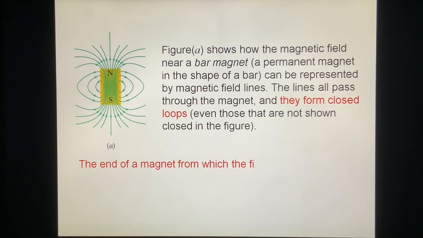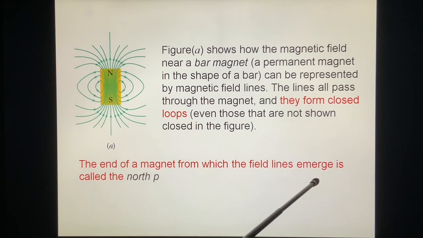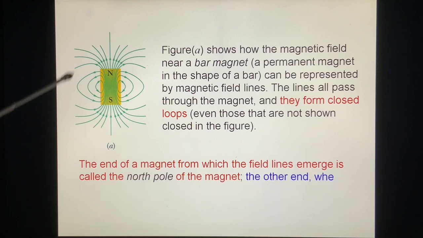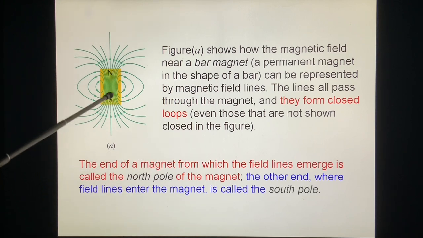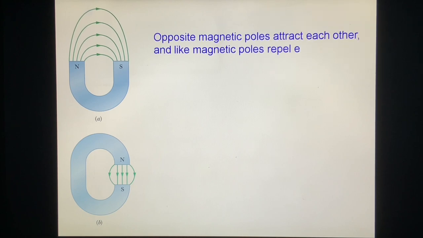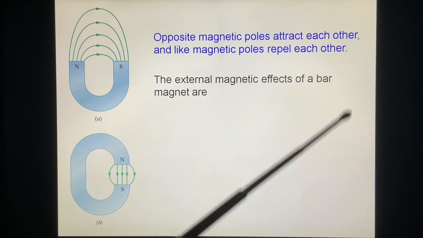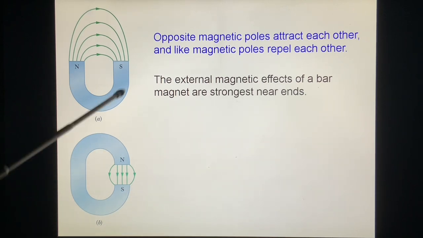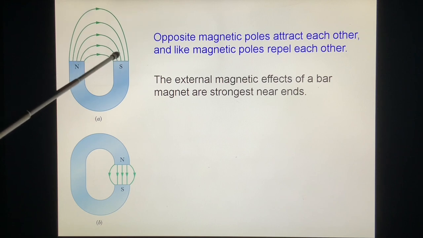The end of a magnet from which the field lines emerge is called the north pole of the magnet. The other end, where the field lines enter the magnet, is called the south pole. So a magnetic field line is different from an electric field line. Opposite magnetic poles attract each other, and like magnetic poles repel each other. The external magnetic effects of a bar magnet are stronger near the ends. This is stronger. See, the lines are closer, okay?